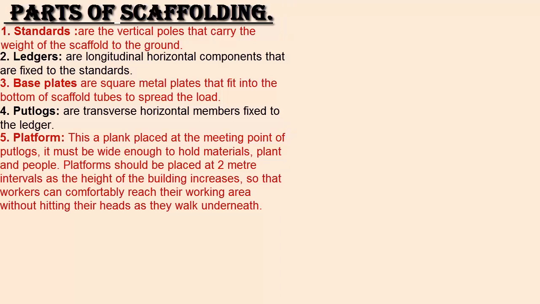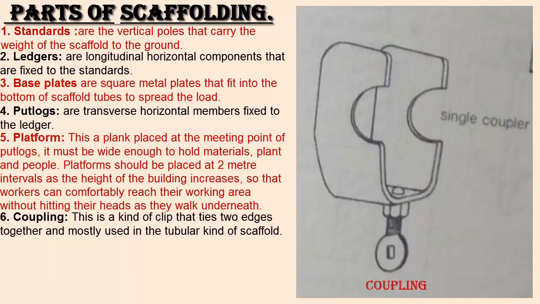When we look at the independent scaffold, particularly the tubular type, you see they have a kind of clip that ties one joint to the other. They call those the coupling. All those clips that tie the joint together, either at the ledger or the standard, are called the coupling.